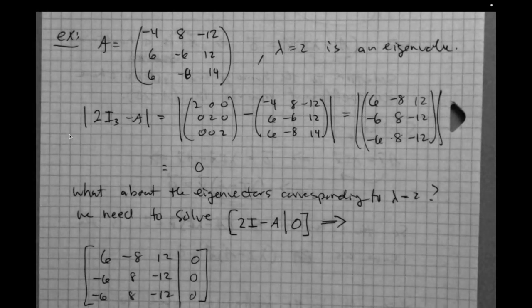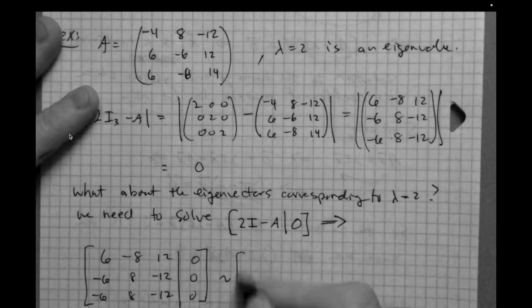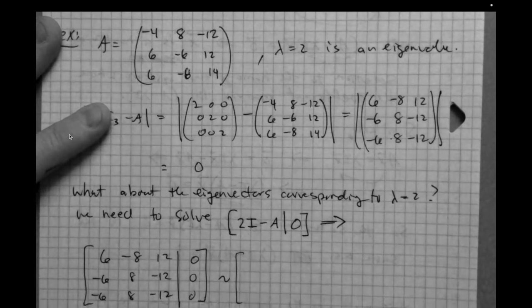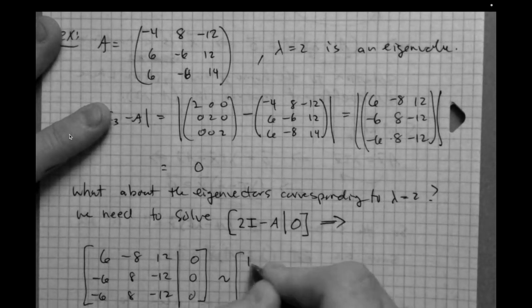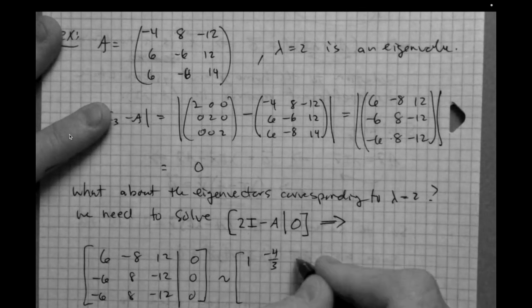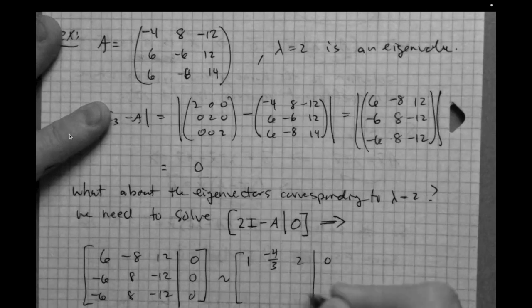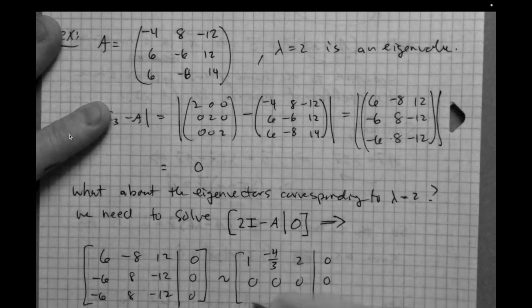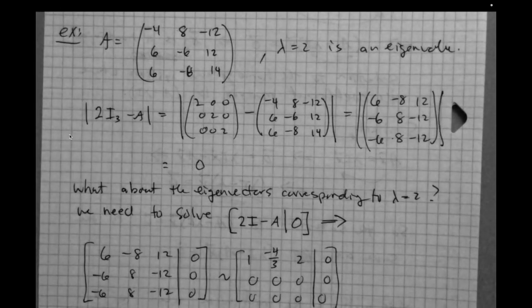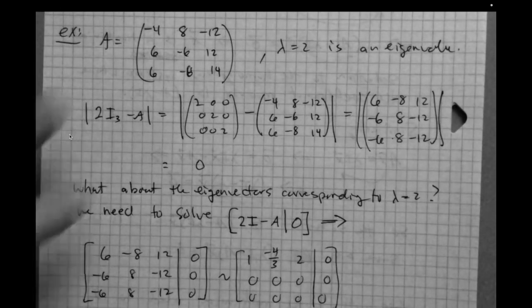This would take you only a few moments to realize that this can be row reduced down to something with 2 full 0 rows. It turns out that this can be row reduced down to 1, -4/3, 2, and 0, and then these rows are 0, 0, 0, 0. And so you can row reduce it down to this system right here.